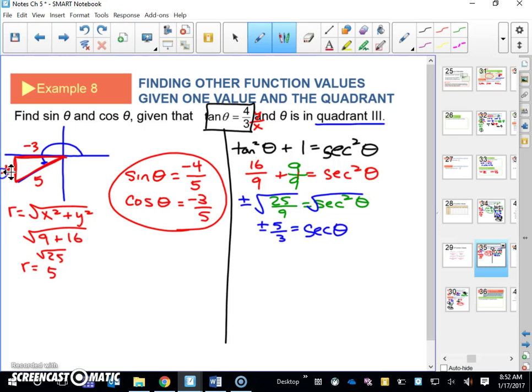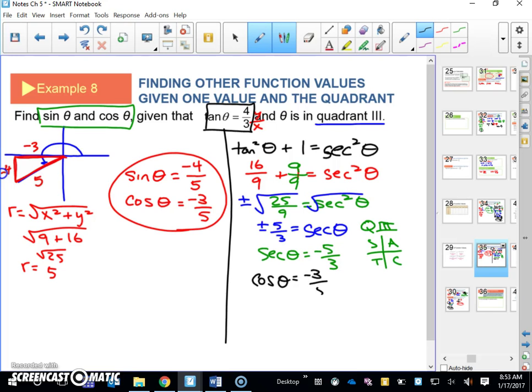But here's where you have to understand where we are. We're in the third quadrant. And all students take calculus. Tangent and cotangent are positive in the third quadrant. That means secant is negative. Secant theta must be negative 5/3. Now that's not what they asked me for. They wanted to know sine and cosine. Well, I can get cosine because I know cosine theta is just the reciprocal of secant theta. So there's cosine theta.